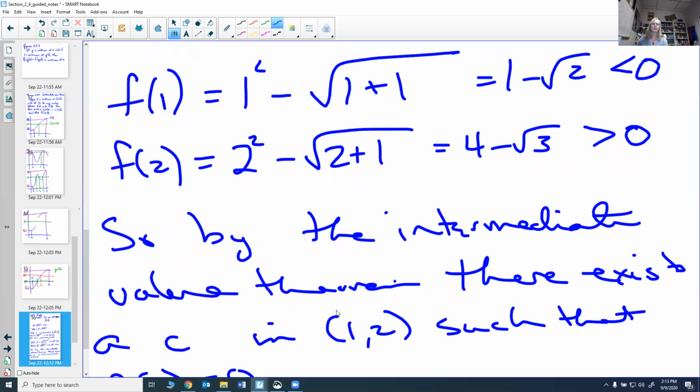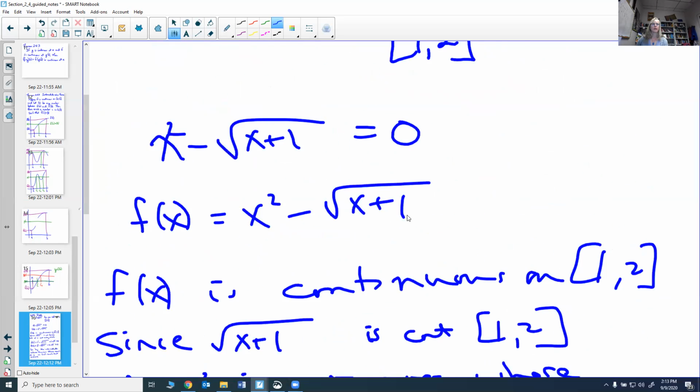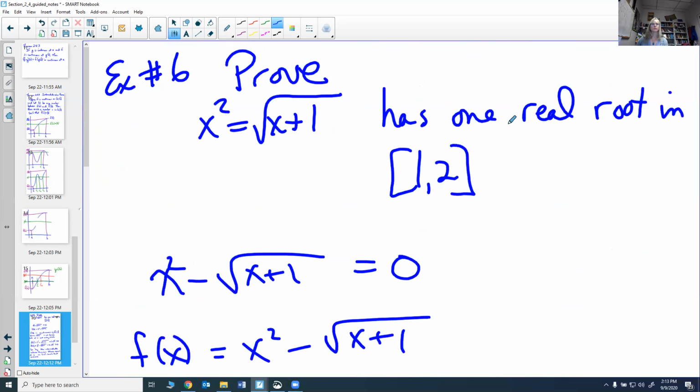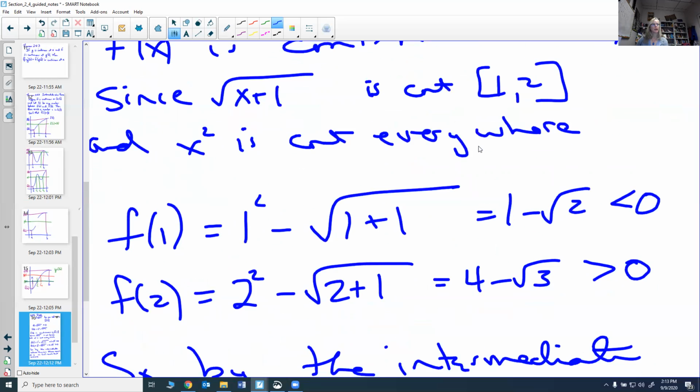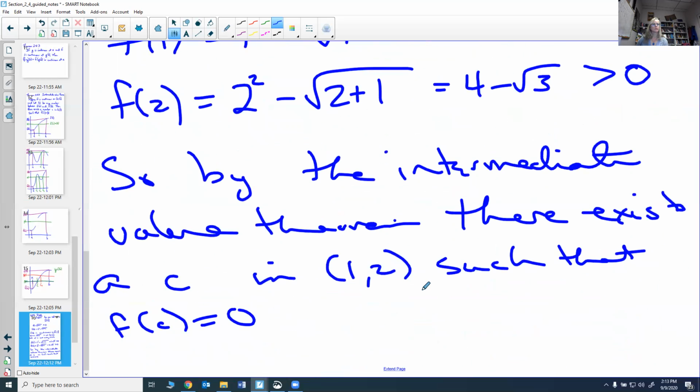So remember, all we were trying to do is show that this has one root. We weren't asking you to find it. We were just trying to show that there was one root. We have now shown that there is one root in between 1 and 2. So we're all good. We've got that proven.